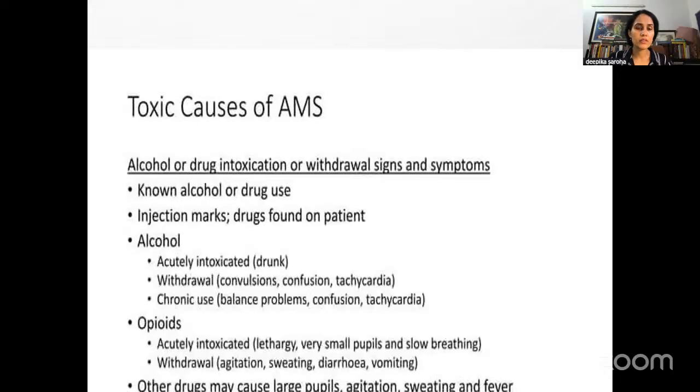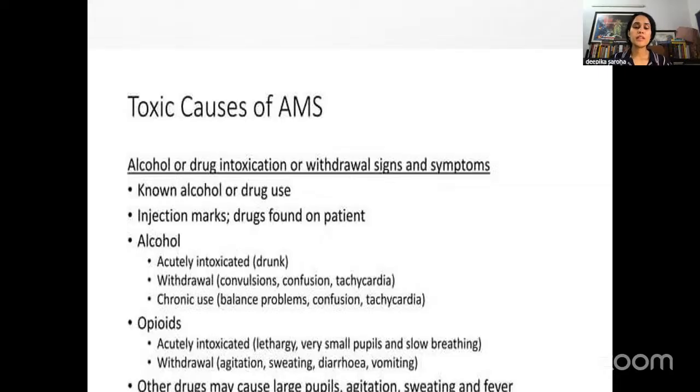The toxic causes apart from that are external toxins such as drugs and alcohol, or even the withdrawal signs and symptoms of alcohol or drug. Patient might be having a known history of alcohol or drug use, or just the first time. Injection marks in terms of patients who are taking drugs or IV drug abusers. Alcohol, acutely intoxicated. Withdrawal patients can have convulsions, confusion, tremors, or tachycardia.